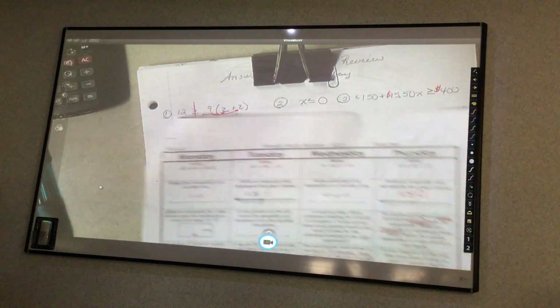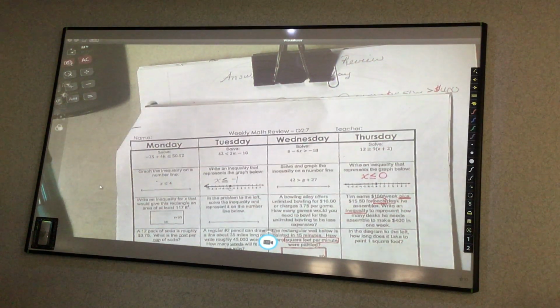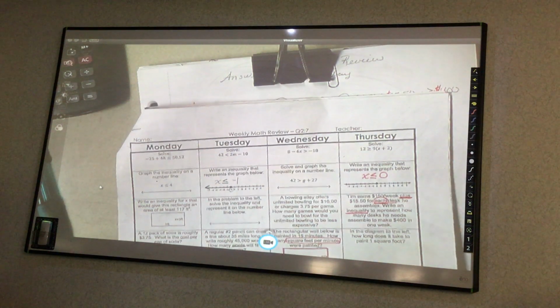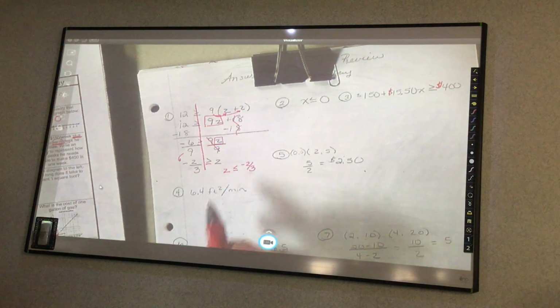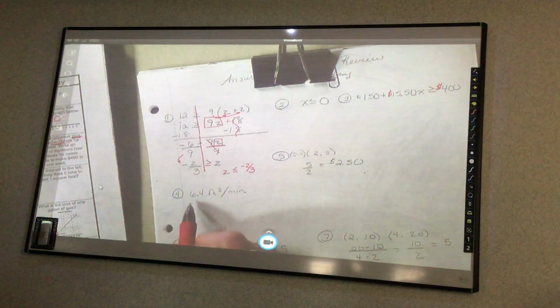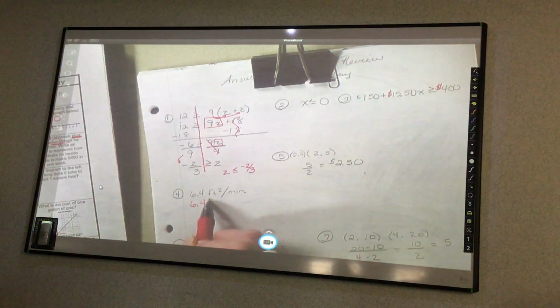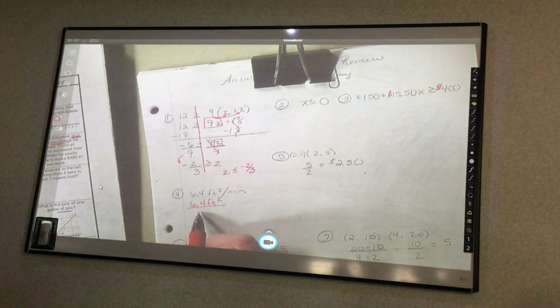Number 4. In the diagram to the left, how long does it take to paint 1 square foot? Okay, I have from yesterday, it was 6.4 feet squared per minute. So I'm going to rewrite that up and down: 6.4 feet squared per 1 minute.